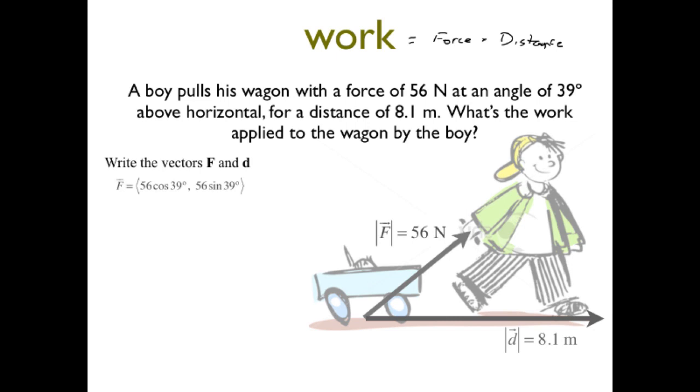Okay, you got it, right? So if we have components, the x component would be 56 times cosine of 39 degrees, and the y component would be 56 times sine of 39 degrees. Or you could write it in unit basis form, which would be 56 cosine 39 times i plus 56 sine 39 times j. Okay, how about vector D?